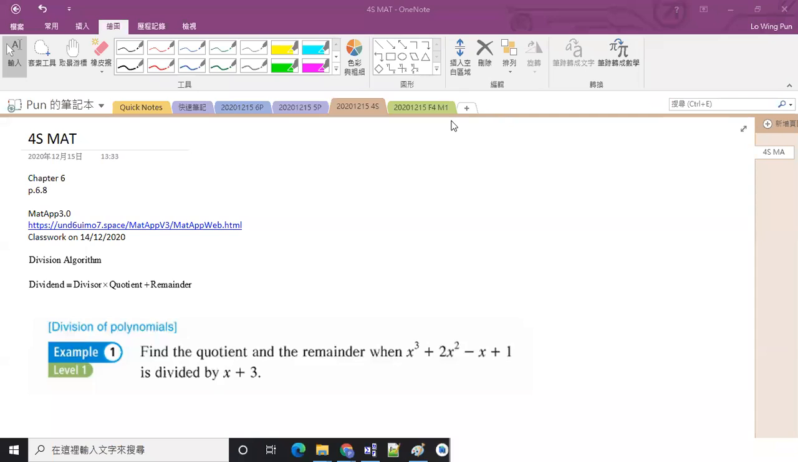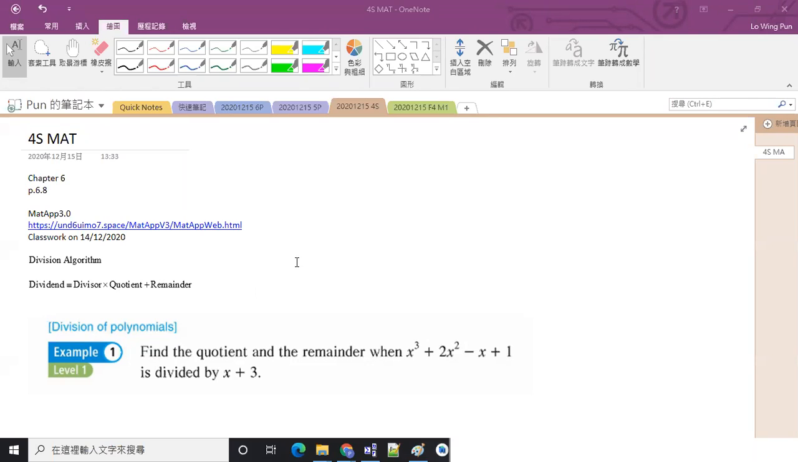Okay, so let's come back to page 6.8 of the textbook. So yesterday we were talking about the division of polynomials. That is chapter 6. And so I have introduced the division algorithm to you yesterday, which is actually like this. Dividend is identical to divisor times quotient plus remainder, okay?